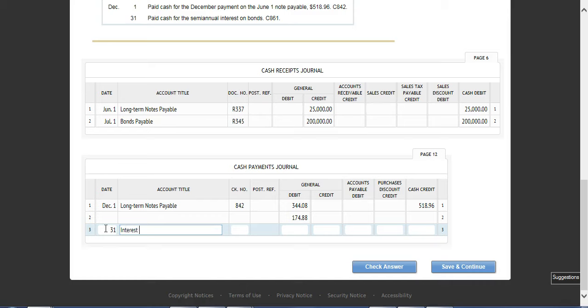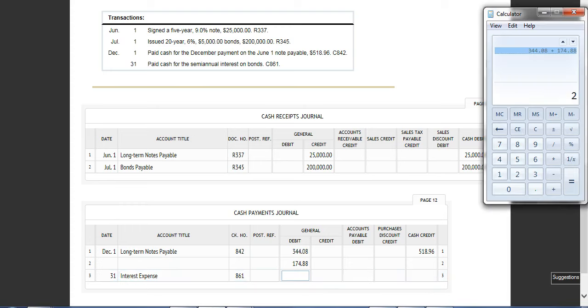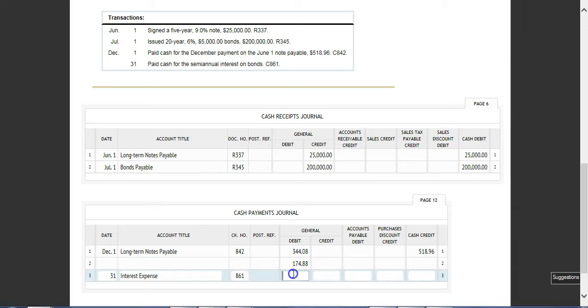Interest expense, check number 861. Let's figure out this one. So this is the bonds, a 20-year 6% for $200,000. So let's calculate how much. We've got $200,000 times 0.06. So this would be the annual amount of interest that is paid out. So this is a semi-annual payment, so we divide it by 2 and we get $6,000.